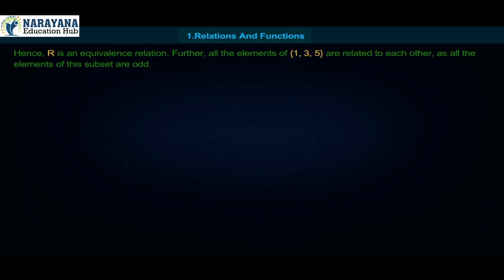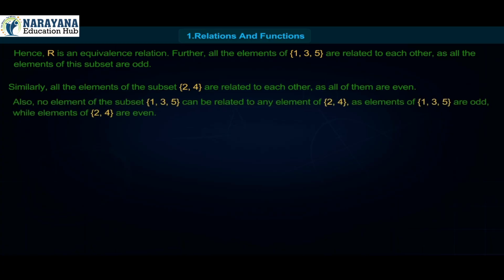Further, all the elements of {1, 3, 5} are related to each other as all the elements of this subset are odd. Similarly, all the elements of the subset {2, 4} are related to each other as all of them are even. Also, no element of the subset {1, 3, 5} can be related to any element of {2, 4}, as elements of {1, 3, 5} are odd while elements of {2, 4} are even.